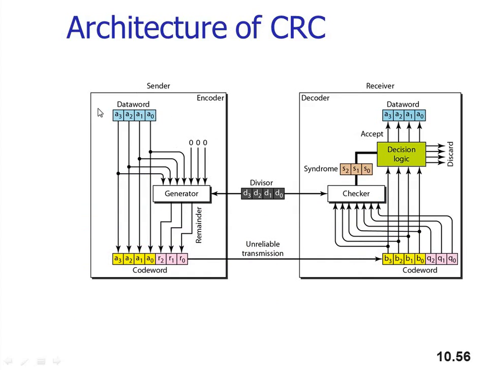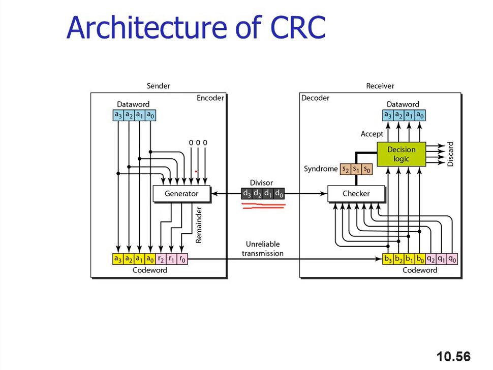So this is the architecture of CRC. This is the data word. You can see the data word A3, A2, A1 and A0. These 4 bits are fed to the generator, and this generator has a common key that is called a divisor. This divisor plays a very important role for the encoder as well as the decoder.